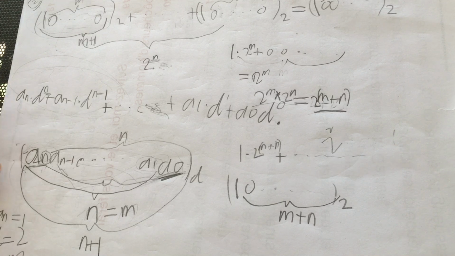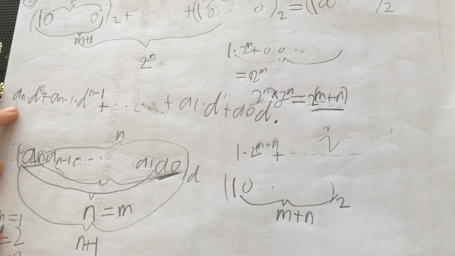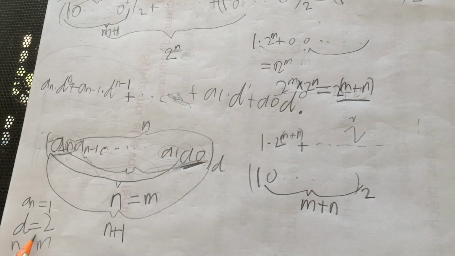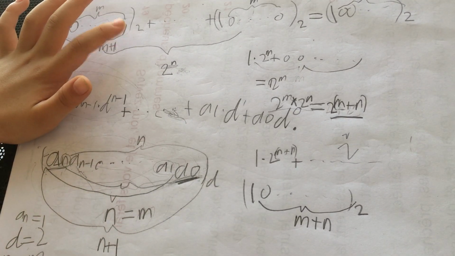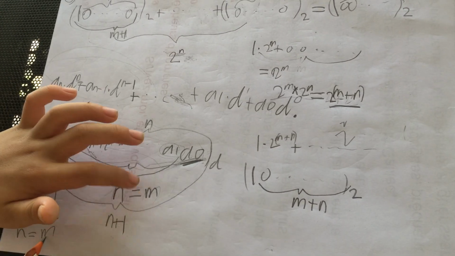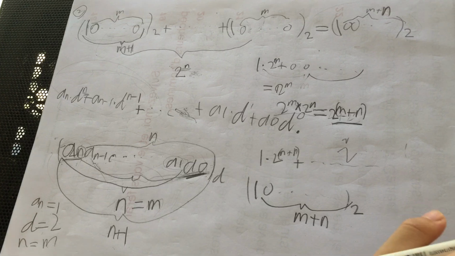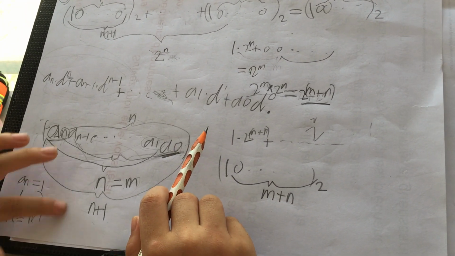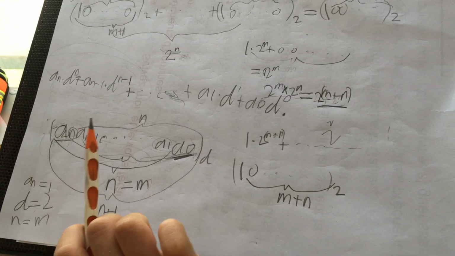So this means that Am, which is the first number, equals 1 here. b equals 2 because this is in base 2. And n equals m, which was said earlier. So now we know all of this list of things, we can put it into the expanded form.